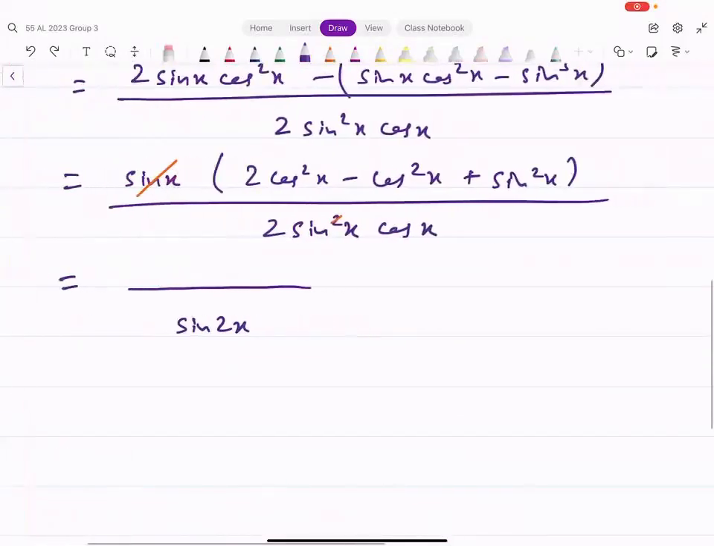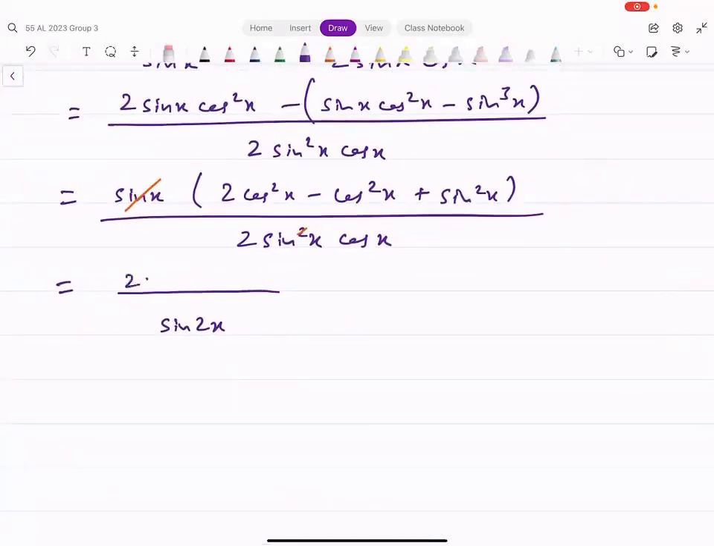अब देखते हैं न्यूमरेटर में क्या हो रहा है हमारे पास. 2 cos square x minus cos square x, ये क्या हो गया? cos square x plus sin square x, which is 1, so we get cosecant 2x.